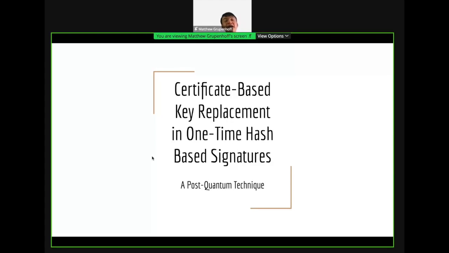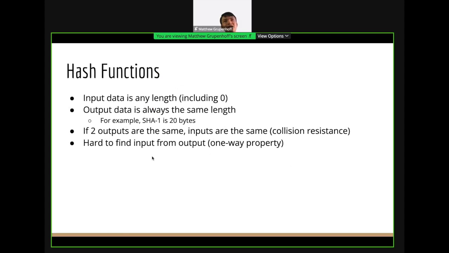Hi, I'm Matthew Grupenhoff, and I'm going to be talking about key replacement through certificates in one-time hash-based signatures for post-quantum cryptography. So to start, hash functions are these special functions where the input data is any length. It could be 0, it could be really long, but the output is always the same length. So for example, the SHA-1 hash function always gives you a 20-byte output. And if two outputs are the same, you can almost guarantee that the inputs are the same, which is the property of collision resistance. And also, if you're given an output, you can't just find the input easily. It'll be a lot of searching.